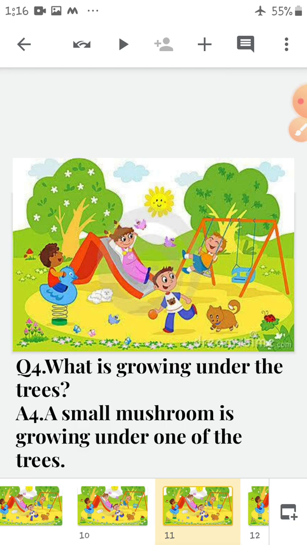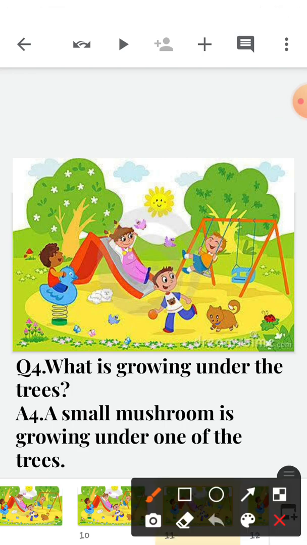What is growing under the trees? Now, children, you can see two trees here. And what is growing under one of the trees? You can see a mushroom growing here. So, what will you say? A small mushroom is growing under one of the trees.